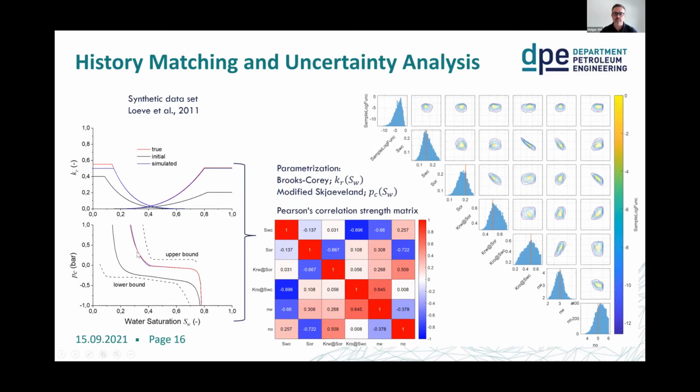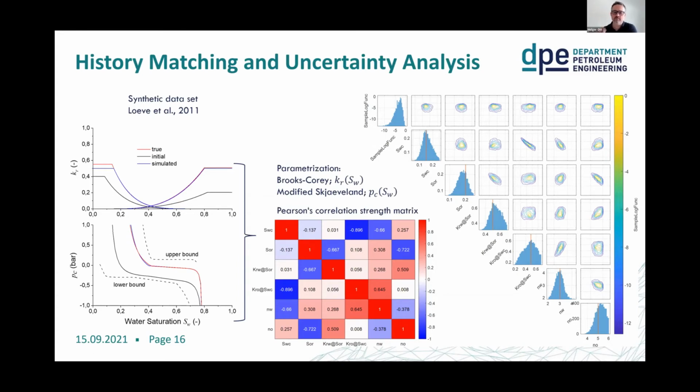Okay, good. So this is the input. We go through the process. This is the result. The parameterization that we are using here is Brooks-Corey for KR and Skjaeveland for PC. And here you see the results: the histograms and the two parameter correlations. You can get information out of these contour plots, and you see that some of these correlations are stronger and some parameters do not show any correlation, which is then again reflected in this correlation strength matrix as explained before.